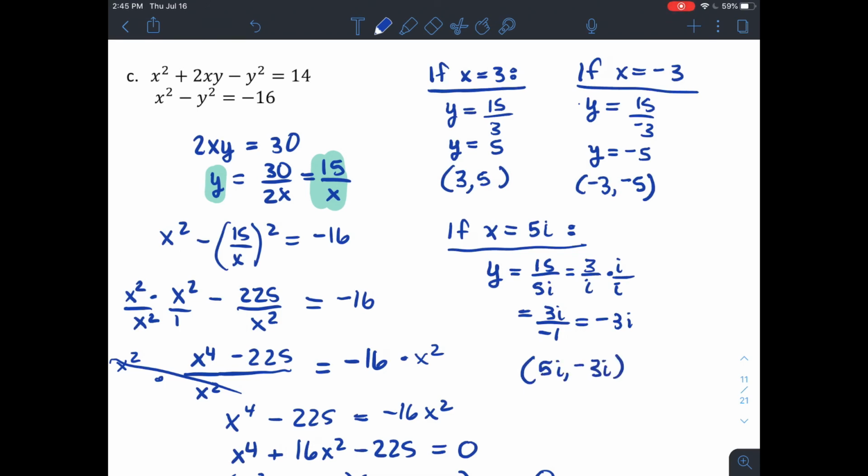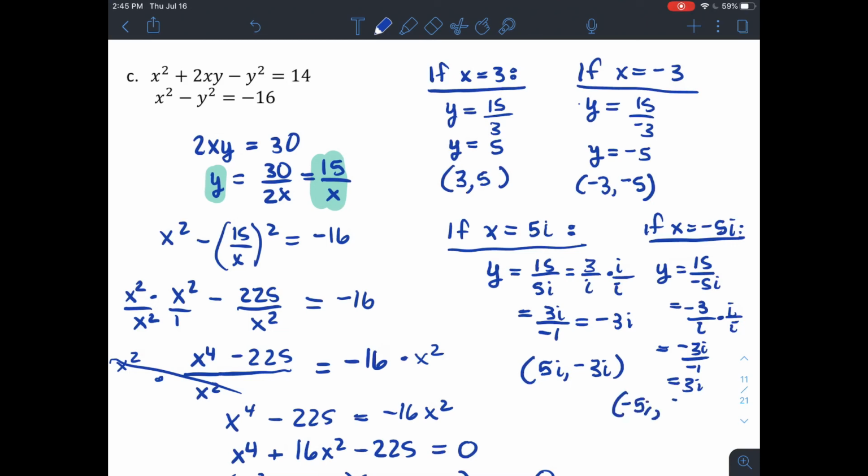And then my last value that I got for x was my -5i, which is going to go pretty similarly here. Plugging it back in is going to give you a -3 over i, and then multiplying by i over i, you're going to end up with just a positive 3i. So you have 4 solutions to the system of equations.